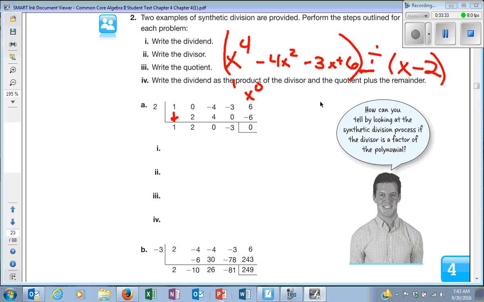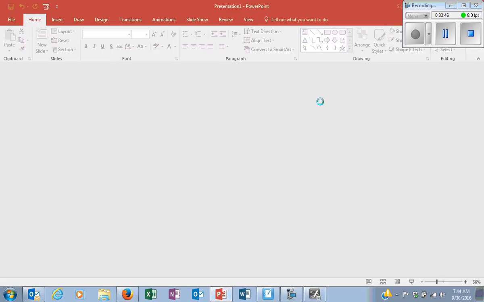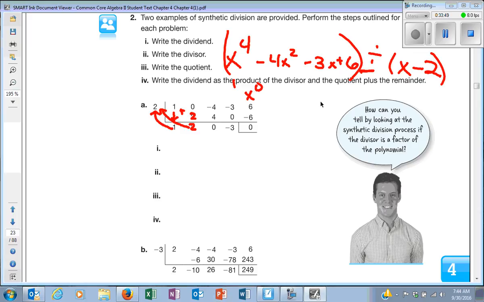Bring that 1 down. 1 times 2 is 2, that's where this 2 comes from. Add these together. 0 plus 2 is 2. 2 times 2 is 4.